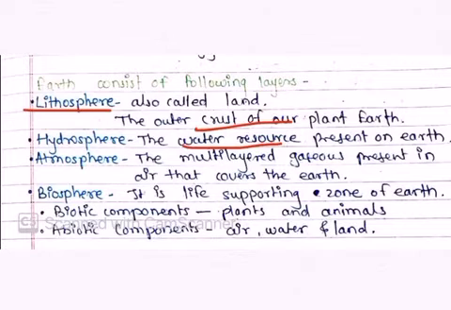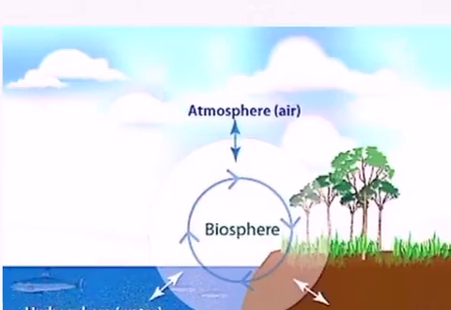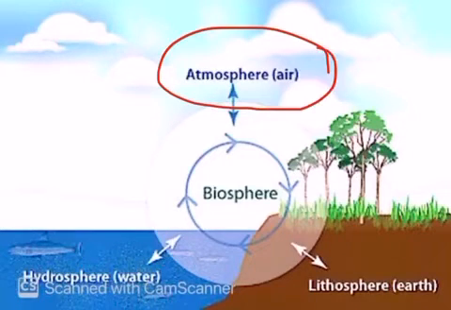In the atmosphere, multi-layered gases are present, which cover the earth's surface. Then biosphere consists of biotic and abiotic components which are present on the earth's surface. Then we have to study again the diagram given here. Atmosphere means the different gaseous layers which are present around the earth's surface.